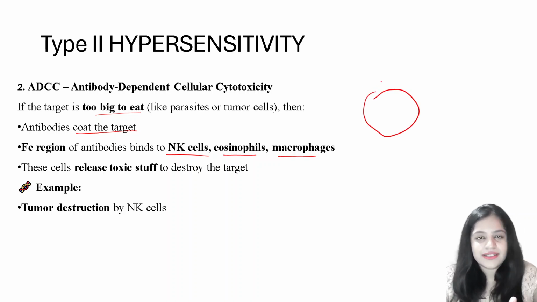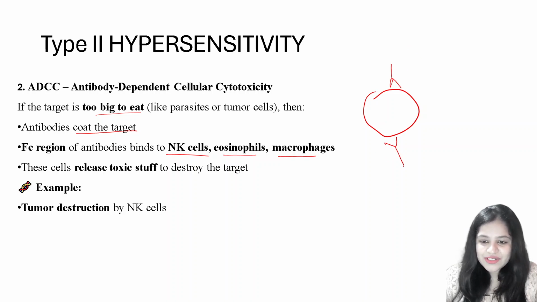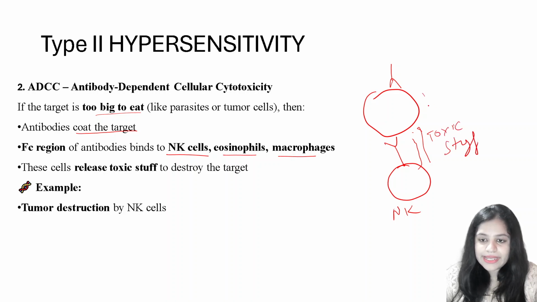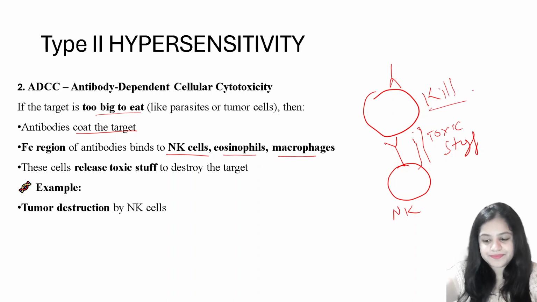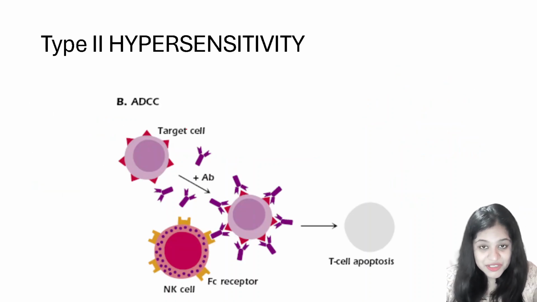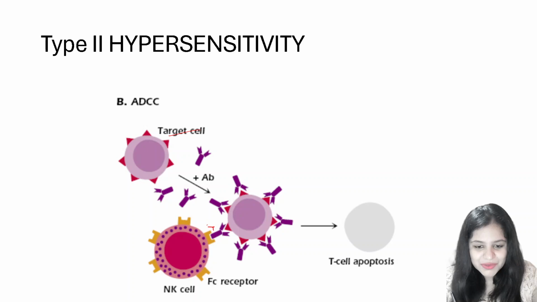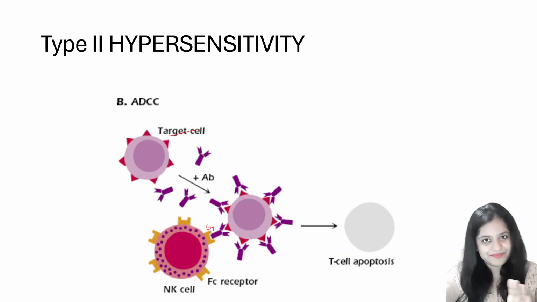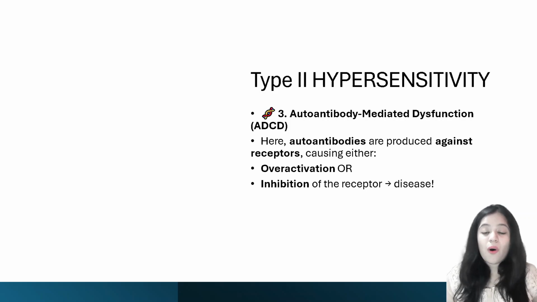If this is a very big target, like a tumor cell, your antibody will come and bind to it, and with the Fc receptor part, your natural killer cells or macrophages will come and bind here and will release the toxic stuff and kill this target. This is a diagrammatic representation of the same thing which I have explained. Target cell, your antibody comes and this Fc portion binds to your natural killer cell, and then there is apoptosis. Clear? Now, the autoantibody mediated dysfunction.